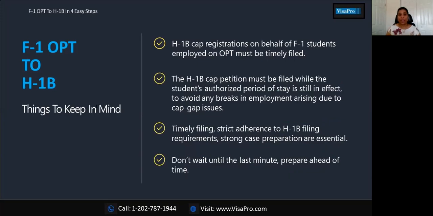In conclusion, H-1B Cap registrations on behalf of F1 students employed on OPT must be timely filed during the initial H-1B Cap registration period, and the H-1B Cap petition must be filed while the student's period of stay is still in effect to avoid any breaks in employment arising due to CAP gap. In addition to timely filing and strict adherence to H-1B filing requirements, strong case preparation is essential to ensure that those selected in the lottery don't receive rejections or denials.